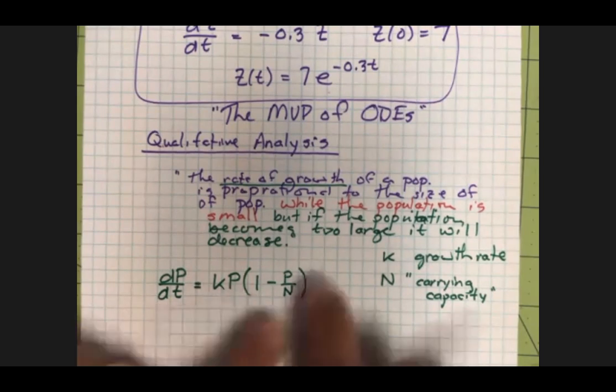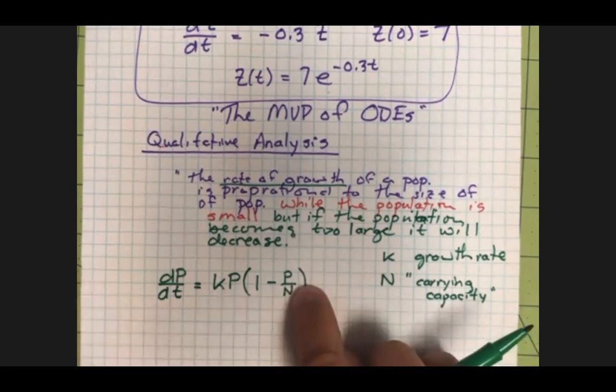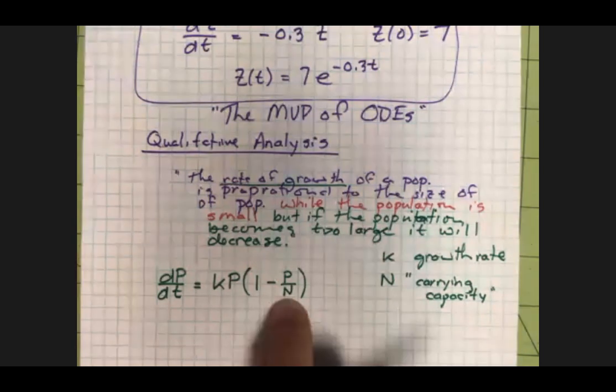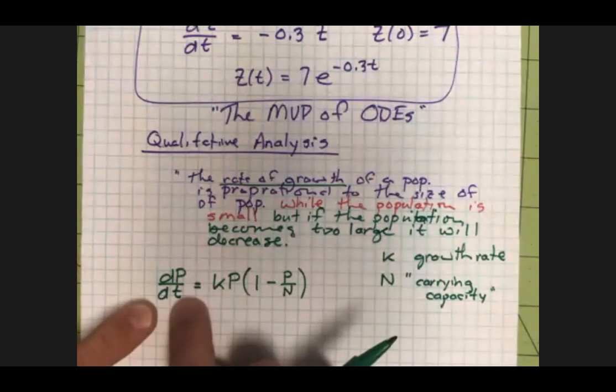What happens if P just becomes 90% of capacity? Well, then this P over N is 0.9. 1 minus 0.9 is 0.1. 0.1 is a small fraction. And so this growth rate becomes small.